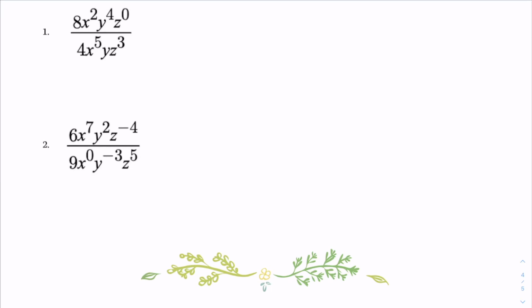Okay, so let's practice. So looking at number 1, let's start with 8 and 4 here. 8 divided by 4 gives us 2. And now let's look at each like base. So we have x squared divided by x to the 5th. 2 minus 5 gives us a negative 3. Looking at our y's, we have y to the 4th divided by y to the 1st. 4 minus 1 gives us 3.